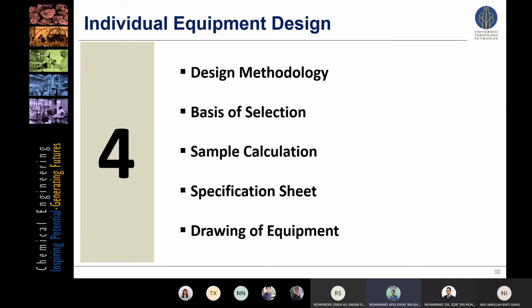So with this, I'll pass to Rashwinder to proceed with the individual equipment design. Thank you, Afiq.